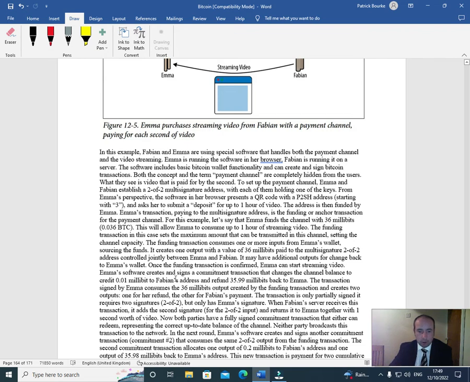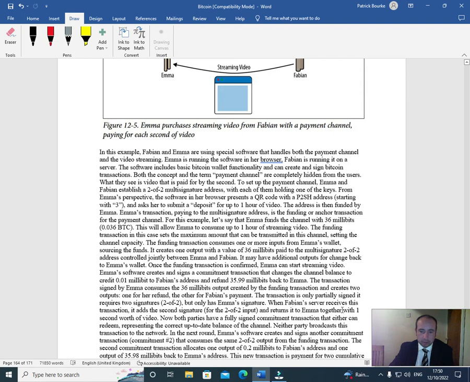Emma's software creates and signs a commitment transaction that changes the channel balance to credit 0.01 millibit to Fabian's address and refund 35.99 millibits back to Emma. The transaction signed by Emma consumes the 36 millibits output created by the funding transaction and creates 2 outputs, one for her refund and the other for Fabian's payment. The transaction is only partially signed. It requires 2 signatures, 2 of 2, but only has Emma's signature.